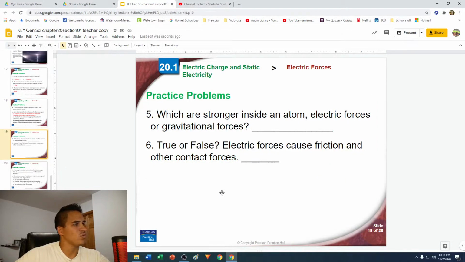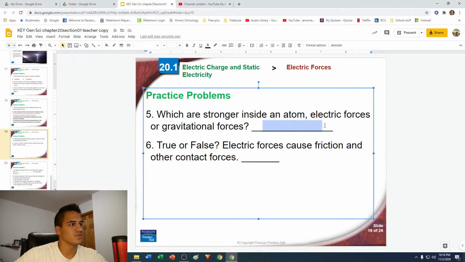All right, number 5, which are stronger inside an atom, electric forces or gravitational forces? All right, now, gravity wasn't really mentioned in the notes in terms of atoms. However, atoms are not really affected by gravitational forces or gravity. Okay, gravity doesn't really exist at a really tiny level. It only really exists on a large scale, like the size we live at or bigger. So inside of an atom, electric forces are going to primarily be the only types of forces that we're going to find because gravity doesn't really affect protons or neutrons or electrons.